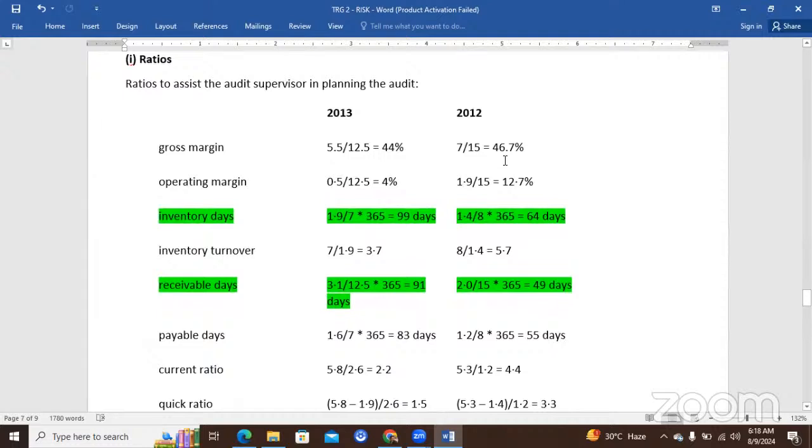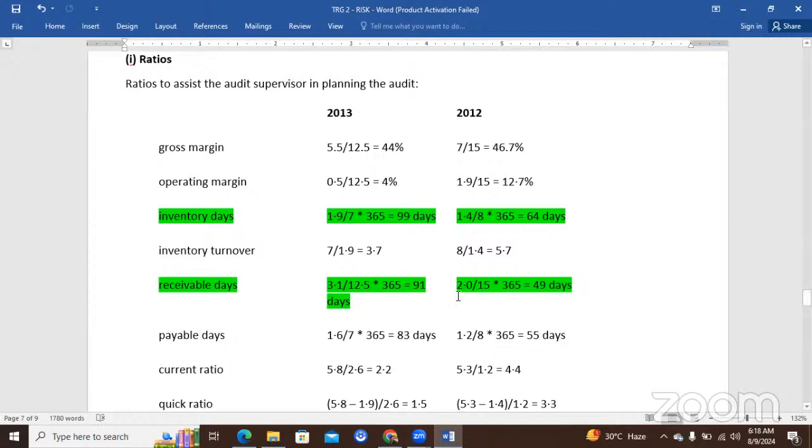If I take gross profit margin, 46.7% last year, 44% this year. Operating profit margin, 12.7% last year, 4% this year. So in both cases, profitability is reduced. Inventory days, 64 days last year, 99 days this year. That means inventory days are increasing. What does it mean? We are unable to sell our finished goods within a short period of time.